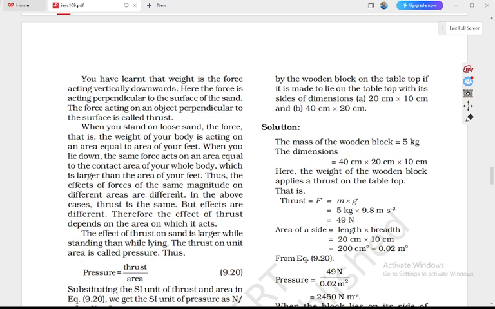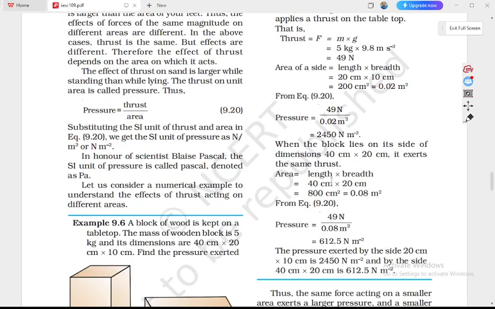This is something we have to remember: the effects of forces of the same magnitude on different areas are different. In the above cases, thrust is the same, but effects are different. Therefore, the effect of thrust depends on the area on which it acts. The effect of thrust on sand is larger while standing than while lying.